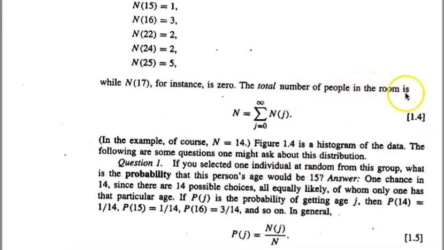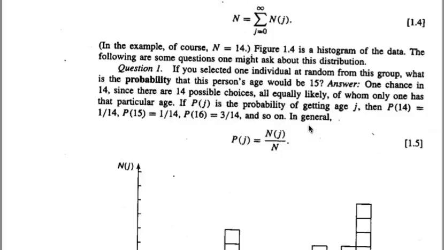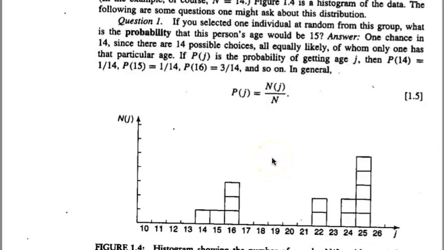Okay, so we're going to now come up with the idea. The total number of persons in the room, you normalize the probability with having capital N equal to the number of persons in the room. So you sum over j going from 0 to infinity, counting the number of entries you have. And you find that the probability for each entry is n of j divided by capital N.